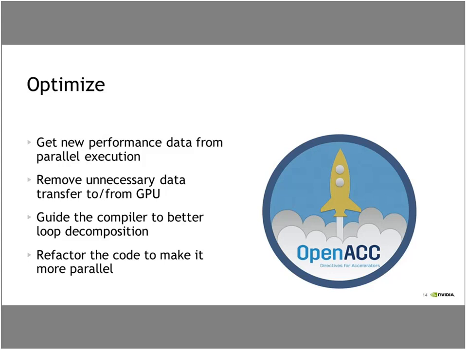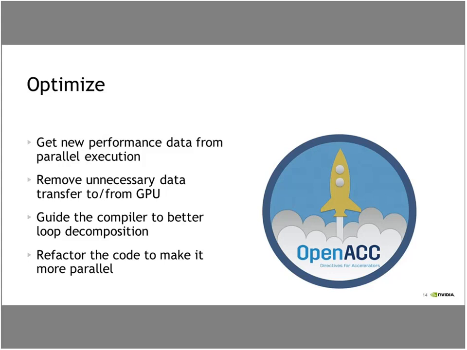Optimization also involves giving the compiler more information about your loops. The compiler is going to make its decisions about taking the loops and running them in a way that makes sense on, say, a GPU. But sometimes it doesn't have enough information, and by giving it more information, we can help it to do an even better job.